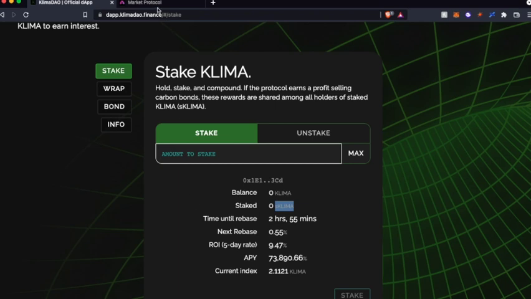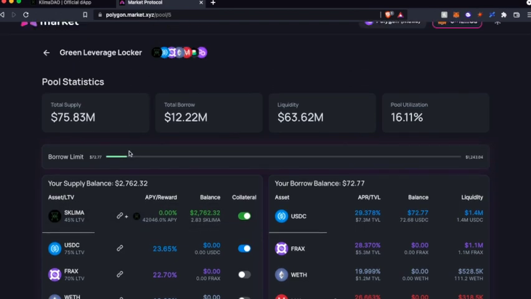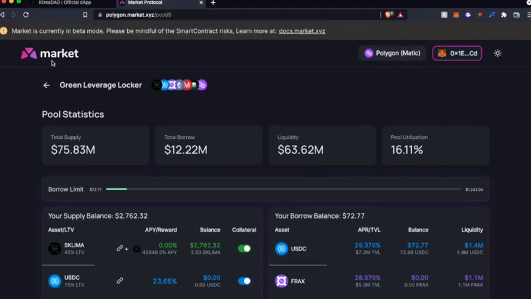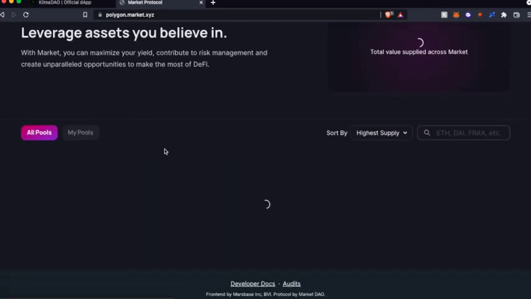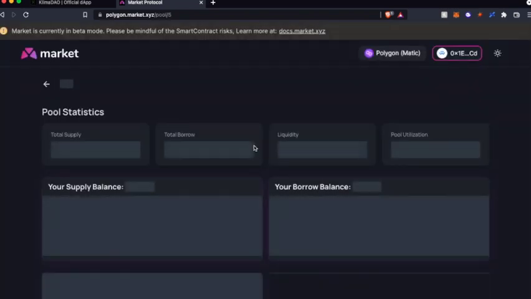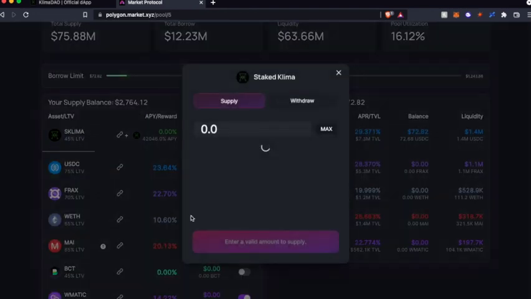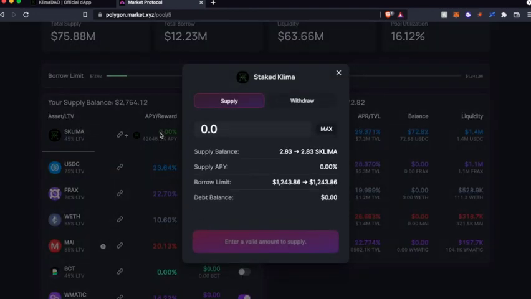So you can go to this website called polygon.market.xyz. I'm going to leave the link below. I've already collateralized my Klima. What you can do in this protocol is come here to this green leverage locker, click on this, and supply your collateral.